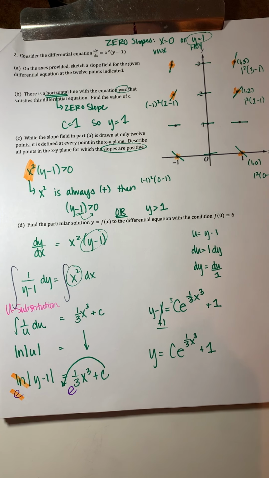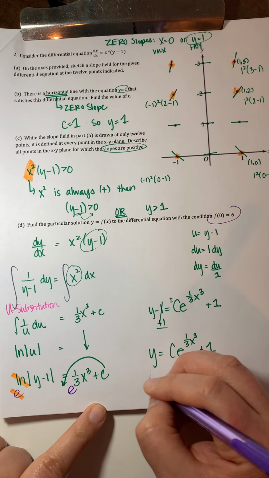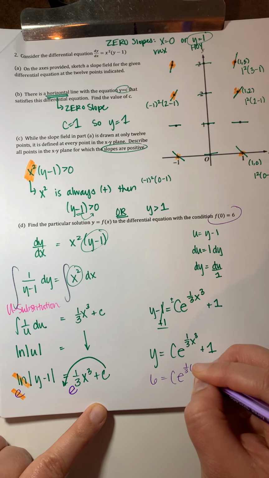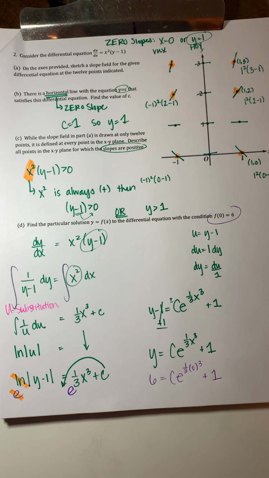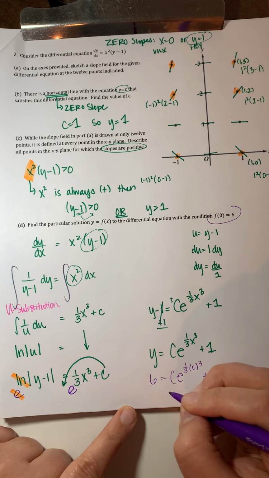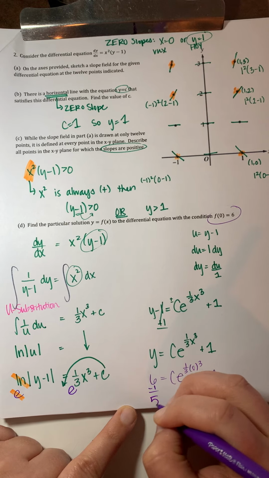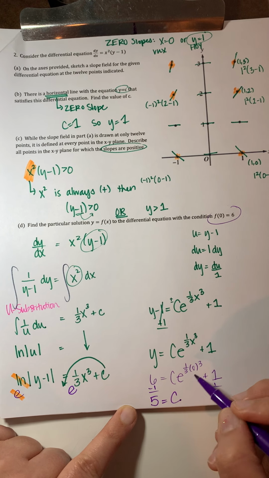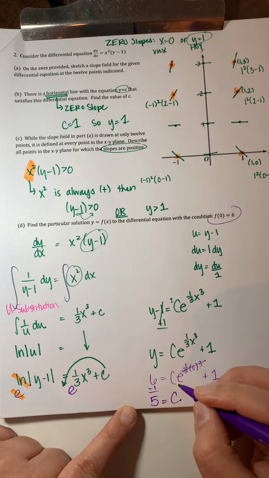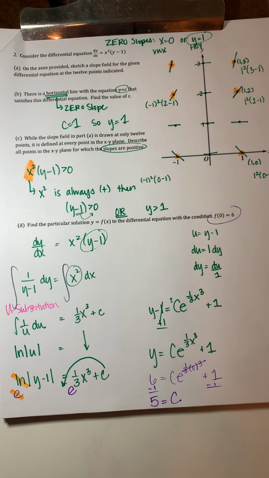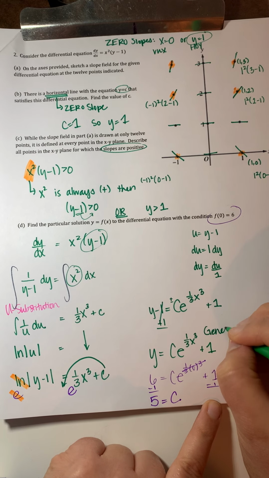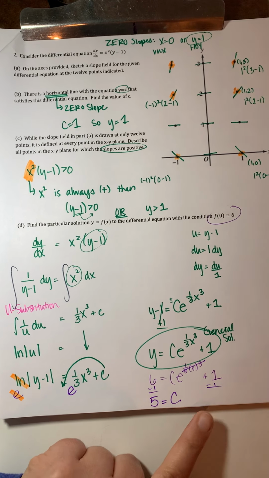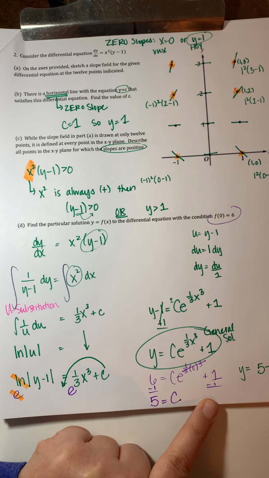Then we're choosing our point. If I want f of 0 to be 6, it tells me that right here. Then 6 is the answer when I plug in 0, and then I can go through and solve that. I'm going to minus my 1 across. That gives me 5 equals c, because 0 cubed times a third is 0, that's an e to the 0, so c is automatically 5. But remember, I only get my full points when I write the full solution. So this is my general solution. I want my particular solution, so it would be 5e to the 1/3 x cubed plus 1.